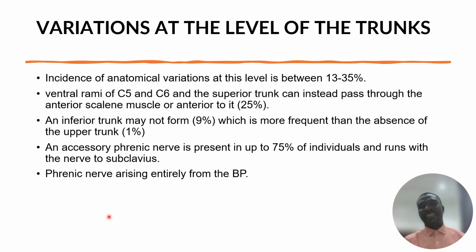Now let's take a look at the variations across the different sections of the brachial plexus to appreciate these variations a little bit more. Let's start with the trunk. We can see that the ventral rami of C5 and C6 and the superior trunk are classically found in the interscalene groove. But sometimes they can instead pass through the anterior scalene muscle itself, or sometimes anterior to it, and this is usually seen in around 25% of the variations.